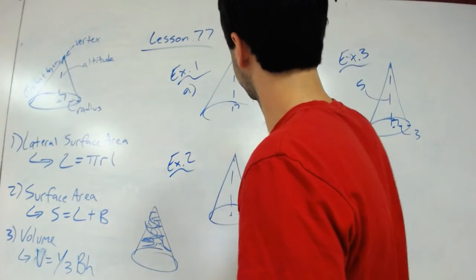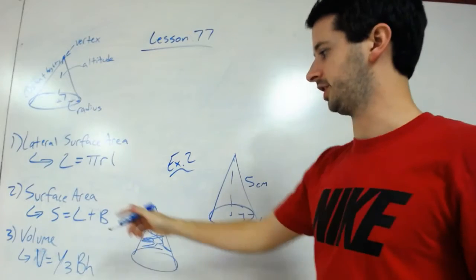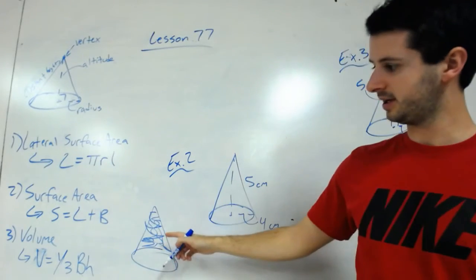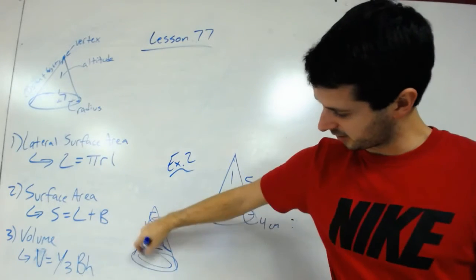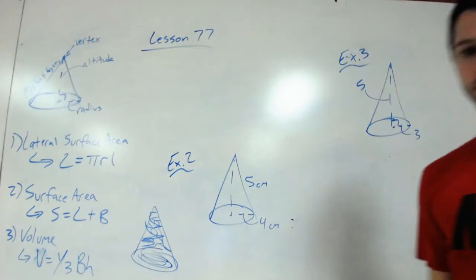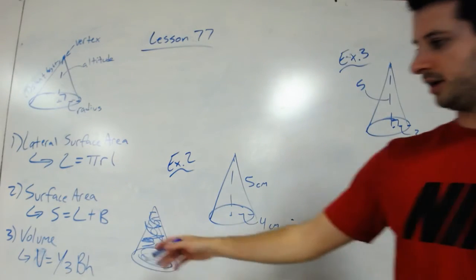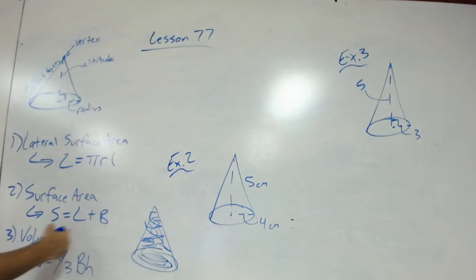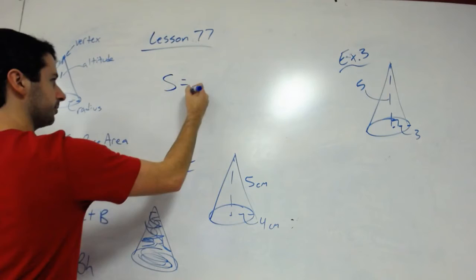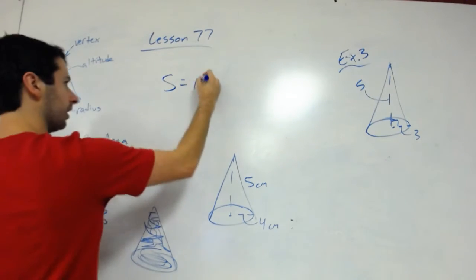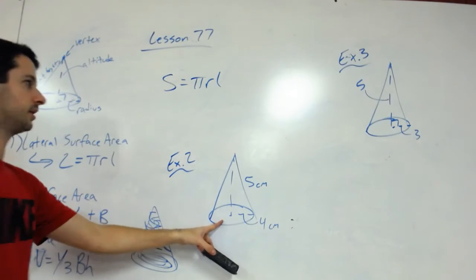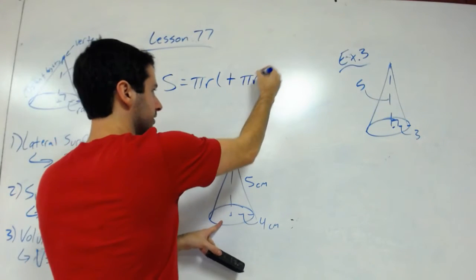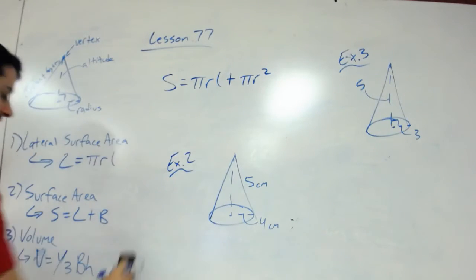Now let's look at surface area. Surface area is simply the lateral area, the area of the lateral surface, plus the area of the base, so the circle at the bottom. So our formula: surface area equals pi r L for the lateral area, and our base is a circle, so we plug in pi r squared, because that's how you find the area of a circle.